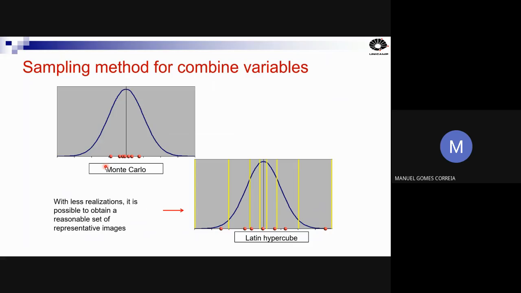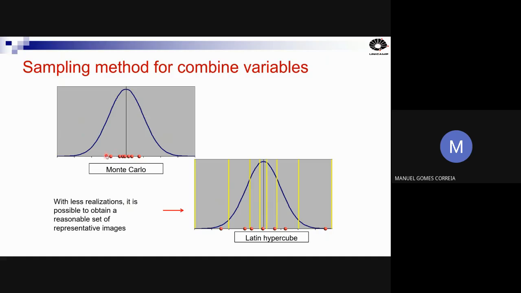So the Latin hypercube is a Monte Carlo also. It's an extension of Monte Carlo sampling, okay? However, Latin hypercube is much better than the Monte Carlo sampling method, because with fewer realizations, it is possible to obtain a reasonable set of representative images. So with Monte Carlo, imagine that you have 100 images.